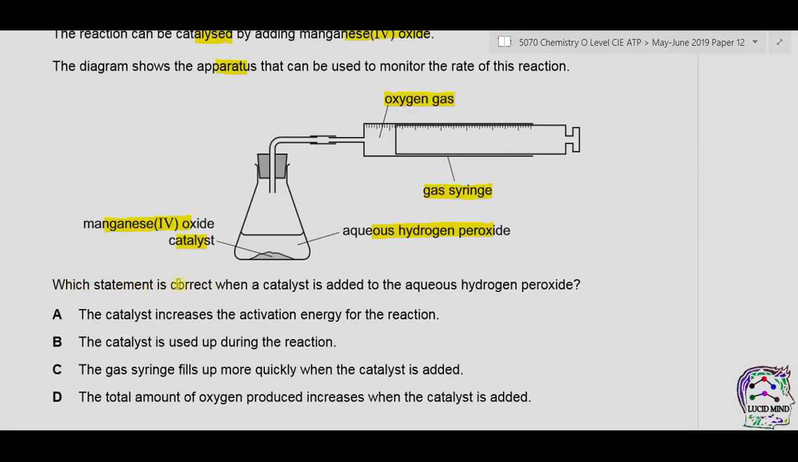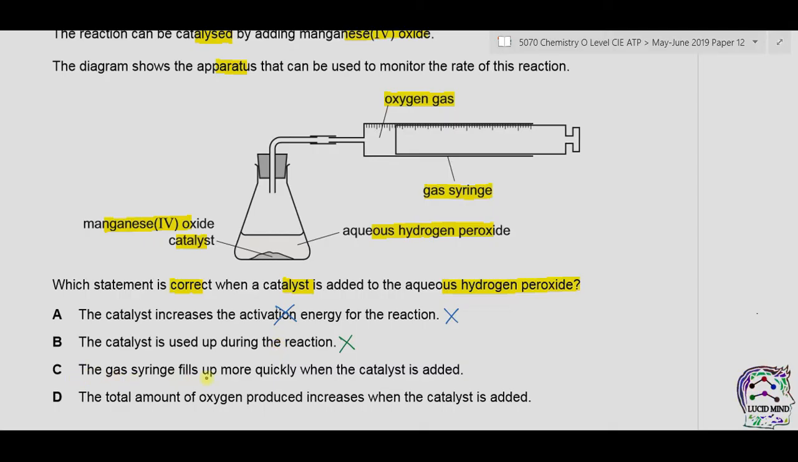Which statement is correct when catalyst is added to the aqueous hydrogen peroxide? A. The catalyst increases the activation energy for the reaction. Now this is a false statement because a catalyst always decreases the activation energy. B. The catalyst is used up during the reaction. This is incorrect because a catalyst is not used up during the chemical reaction.